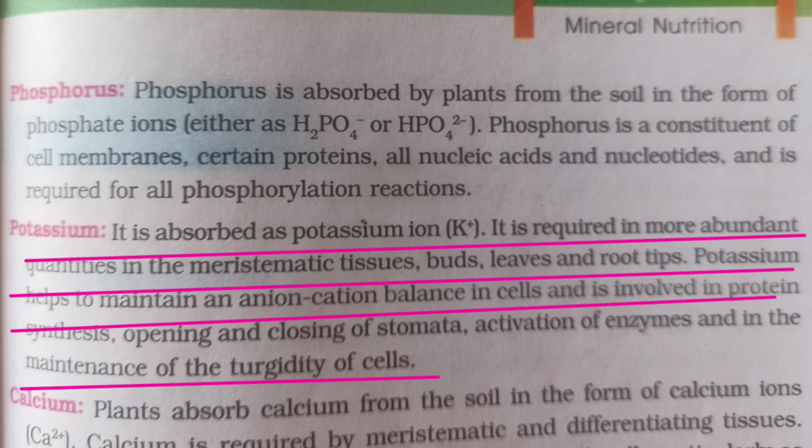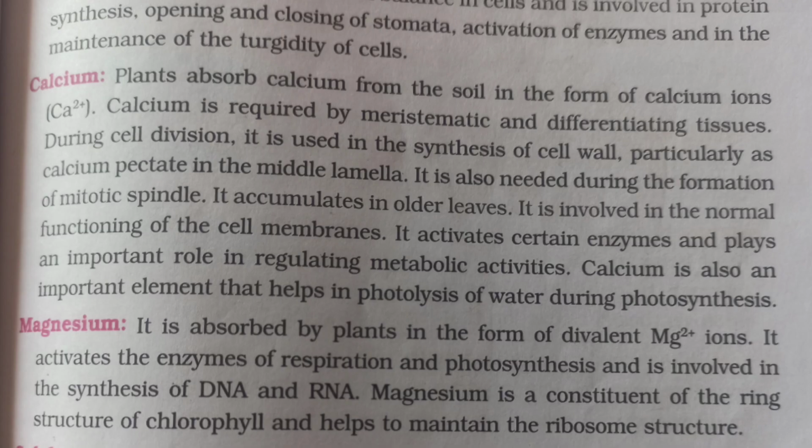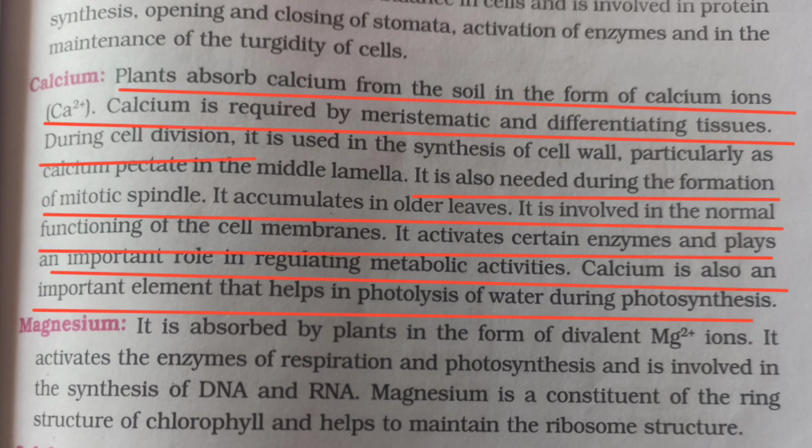Potassium is absorbed as potassium ion K+, and is required in most abundant quantities in the tissues of buds, leaves and root tips. It also helps in opening and closing of stomata and activation of enzymes.